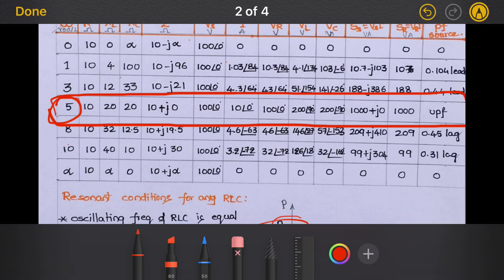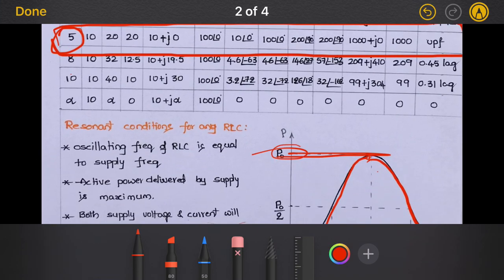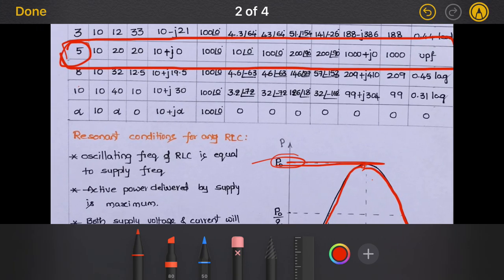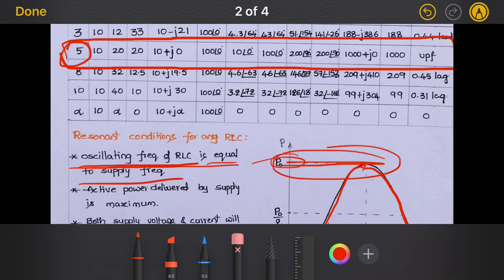In this case, let us discuss some other conditions for any RLC circuit. Here, the first definition for resonance is that the oscillating frequency of the RLC circuit is equal to the supply frequency. In that case, maximum amount of active power is being delivered to the resistor. We know that thing.